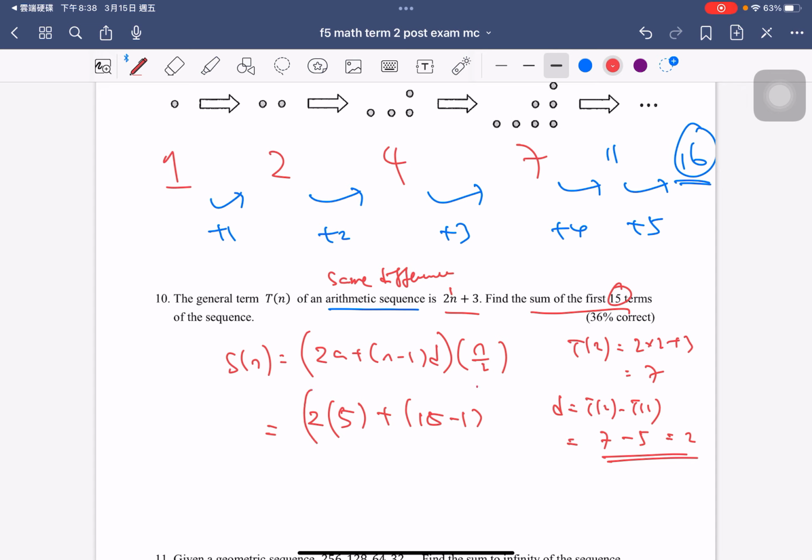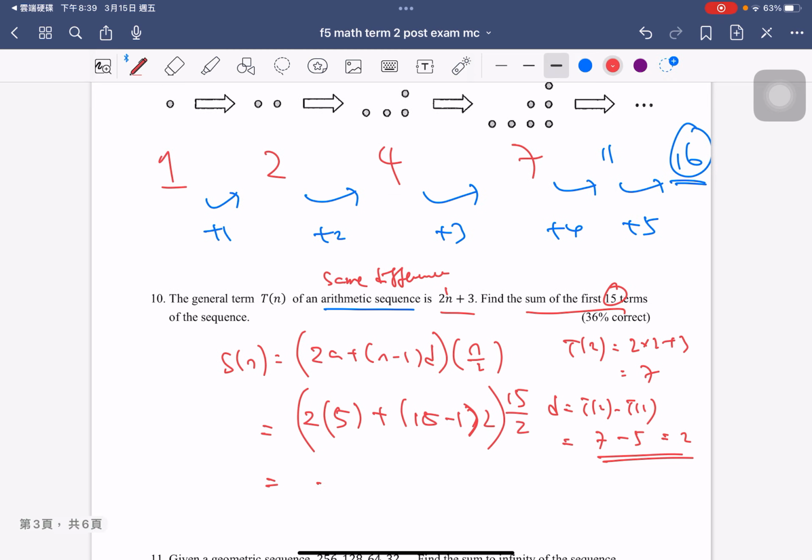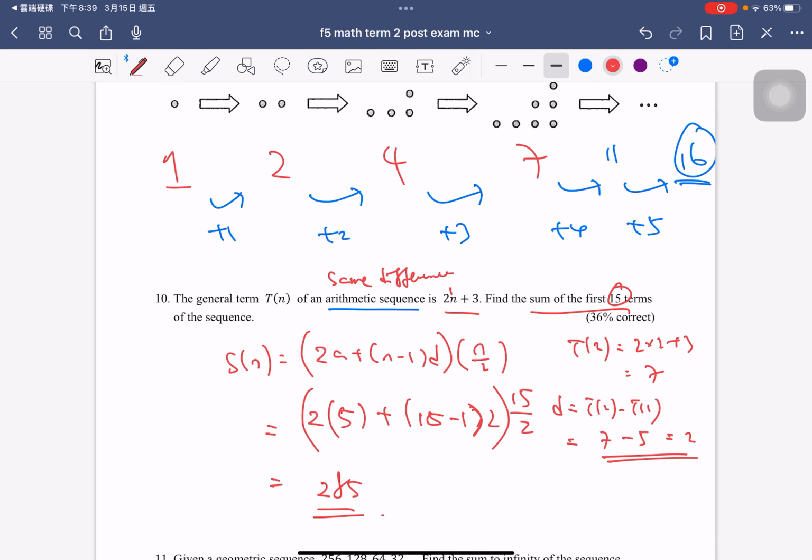And we multiply by the difference here, and then we multiply by how many terms there are. There's 15 terms, and then we divide by 2. Now using a calculator, you can get 14 times 2, giving you 28. This 2 gives you 10, plus together gives you 38, divided by 2, which is 19. So the final answer is 19 times 15, giving you 285.